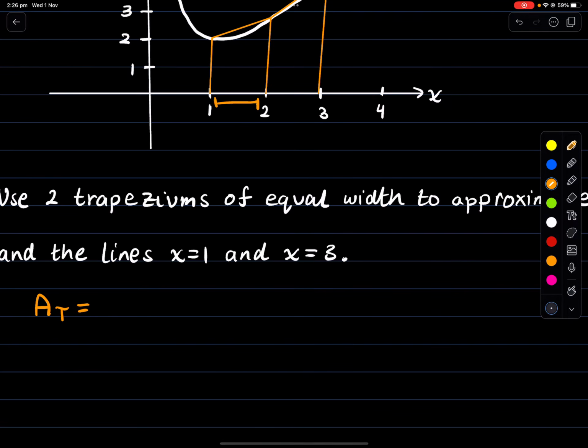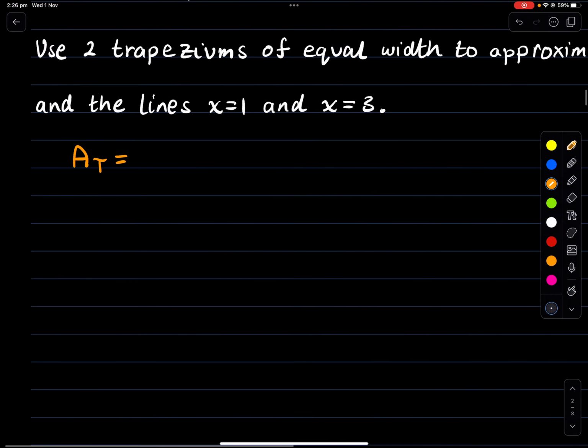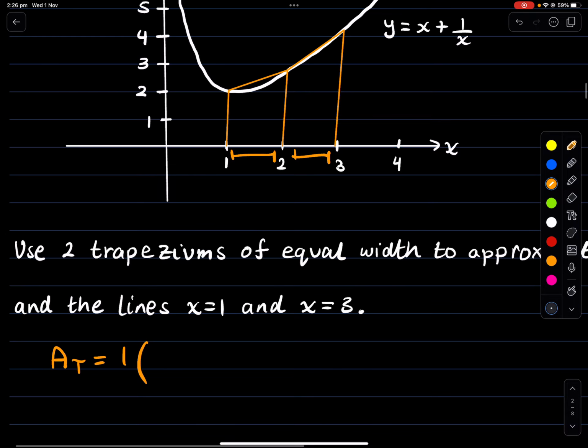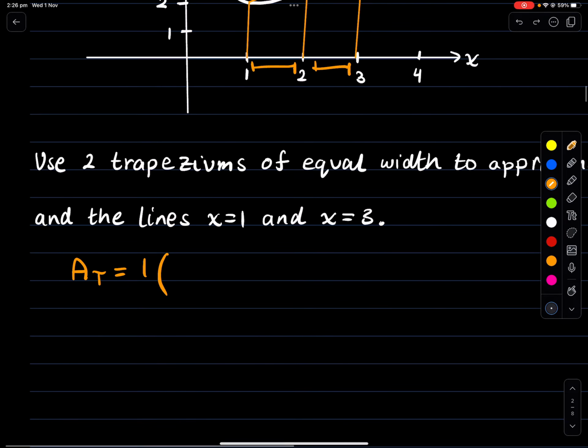It's 1, as you can see. So we're going to write 1, and we're going to put a bracket. When does it start? Well, we start over here and we end over here, the trapezium. So we start at this point here. So I'm going to try f of 1.